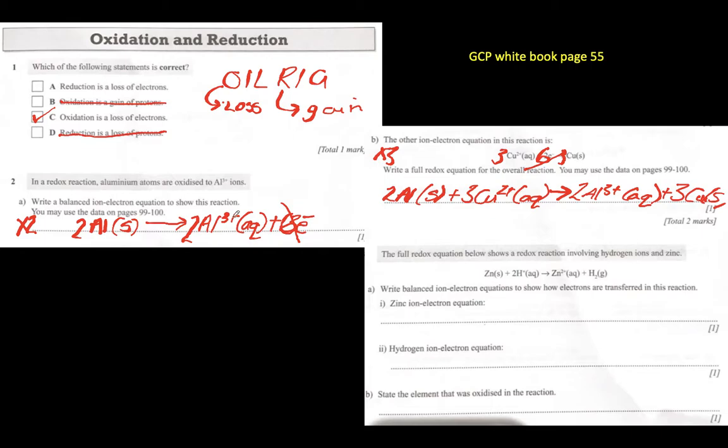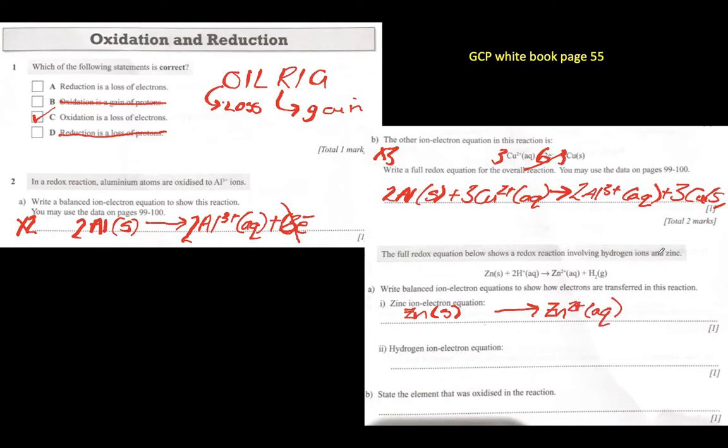So, next question. The full redox equation below shows a redox reaction involving hydrogen ions and zinc. Write the balanced ion-electron equations to show how electrons are transferred in the reaction. So for the zinc equation, let's look at zinc. So zinc is here. We are starting with zinc atoms, and we are going to zinc 2 plus ions.